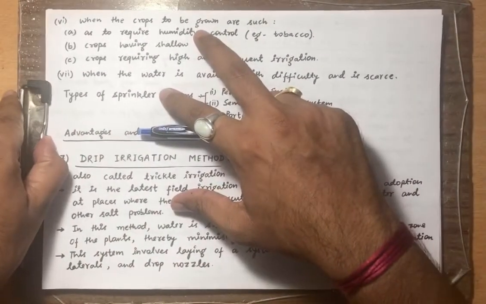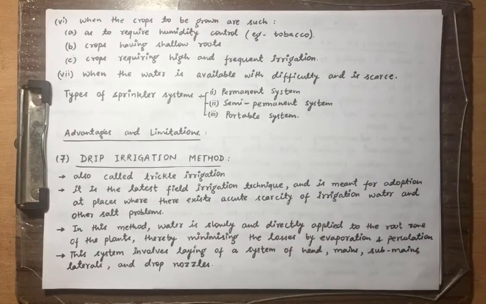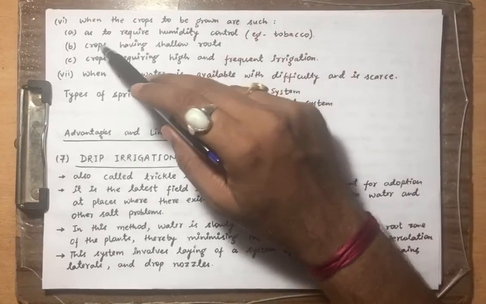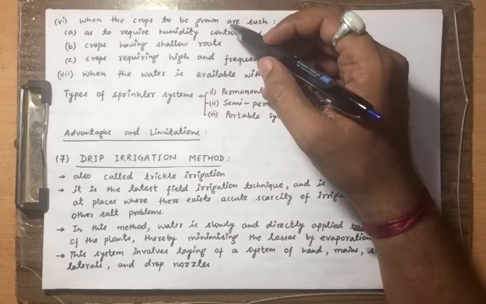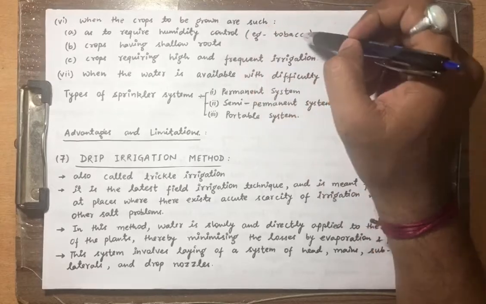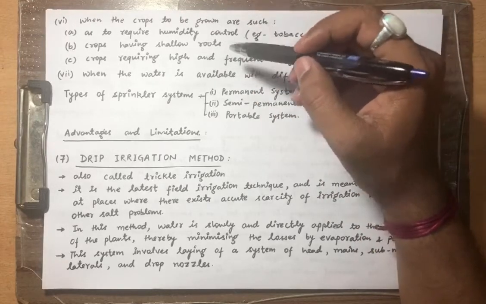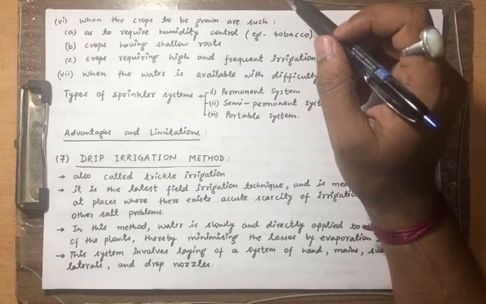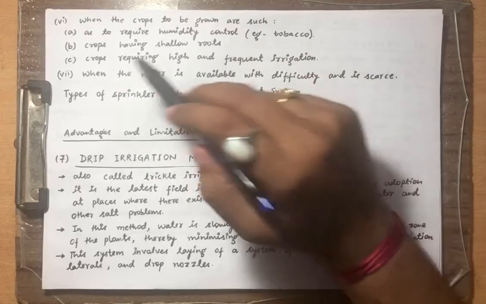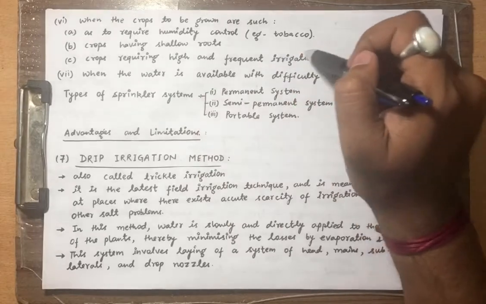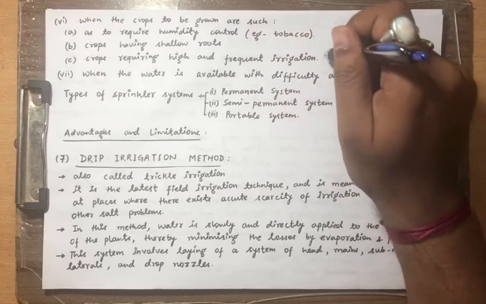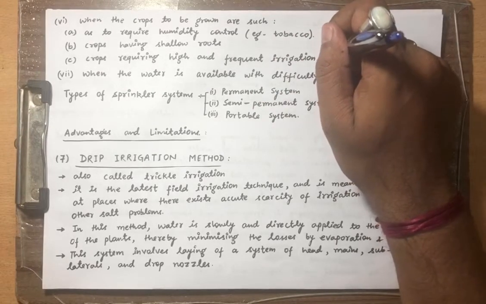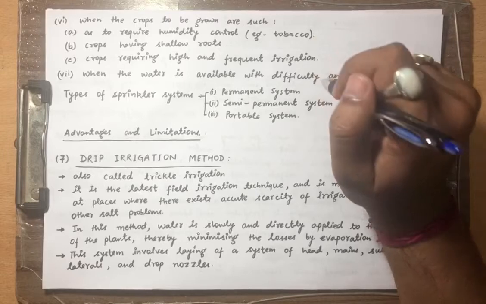What are the next conditions? When the crops to be grown require humidity control. If a crop requires a control on humidity, such as a tobacco crop, then also we can use the sprinkler irrigation method. Crops having shallow roots, crops requiring high and frequent irrigation. If the irrigation requirement is high and that too frequent, then also the sprinkler irrigation method is suitable.